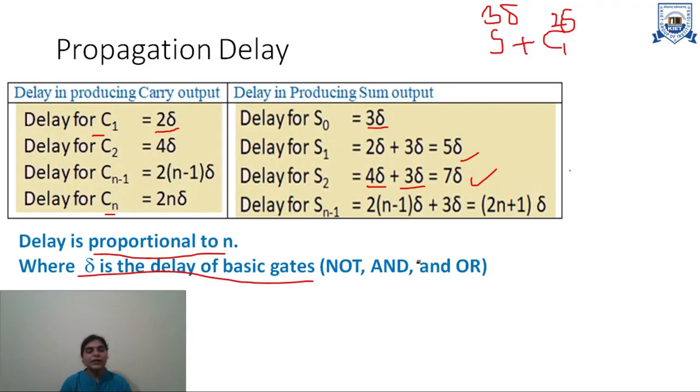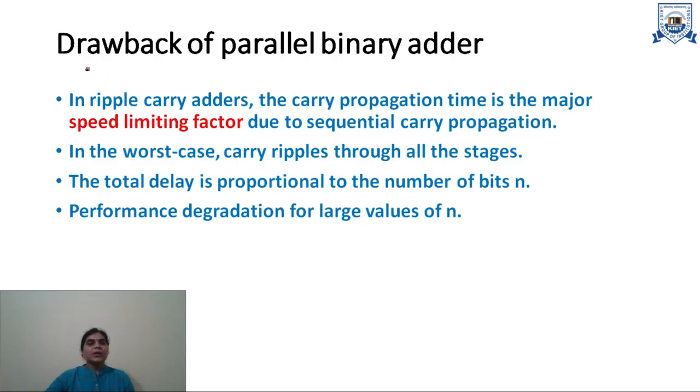So this is a very long delay due to the sequential propagation of carry from the initial stage to the final stage. The propagation delay in a ripple carry adder is very large. So this is the drawback of the ripple carry adder, that it introduces a very large delay in producing carry and sum. So let's discuss the drawback of the parallel binary adder.